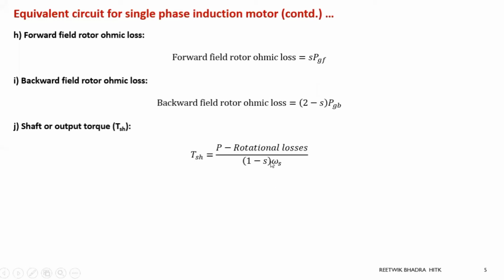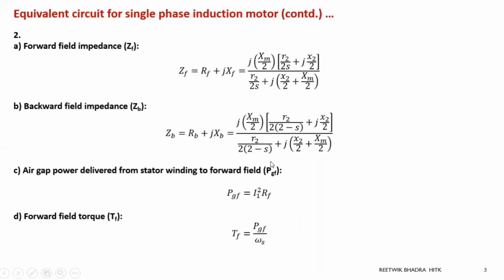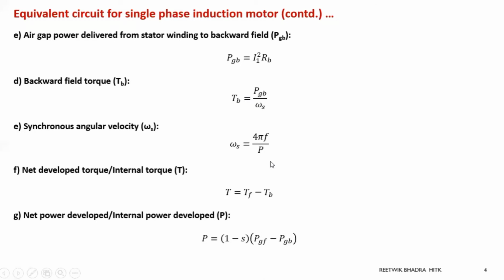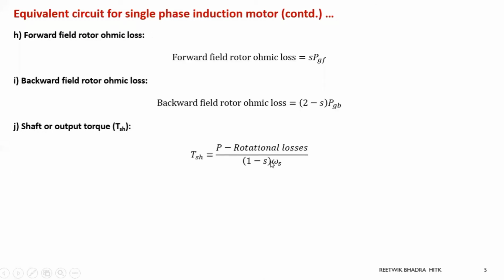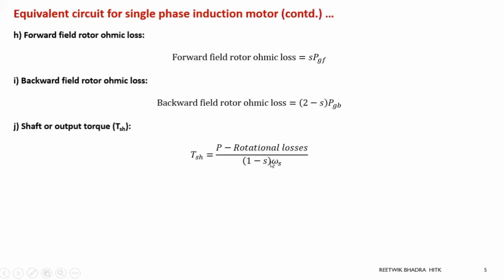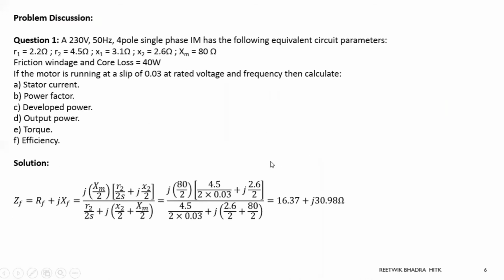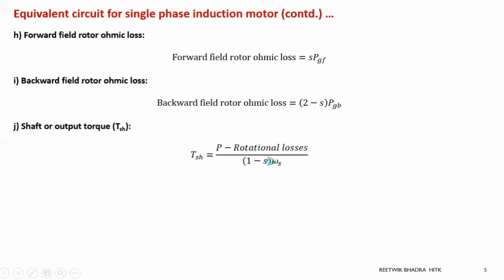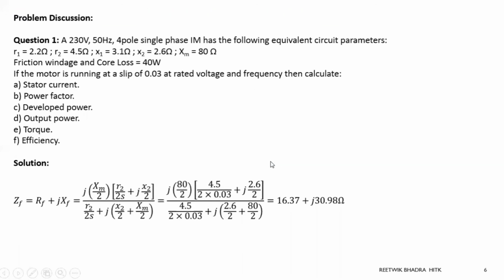So these are all the formulas, A to J, under point number 2. All these formulas you have to remember, otherwise you can't solve problems related to the equivalent circuit of the induction motor. So we'll take a problem and see how these formulas are applied. It is a direct problem, you just have to apply all the formulas, but we'll go through it.